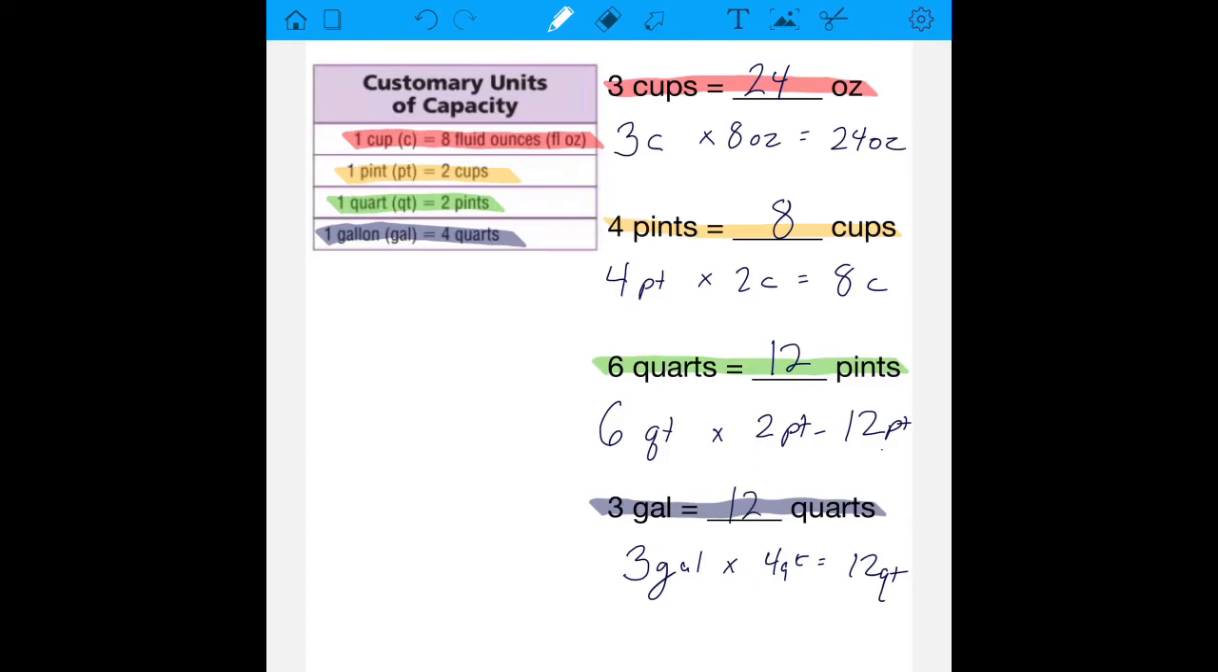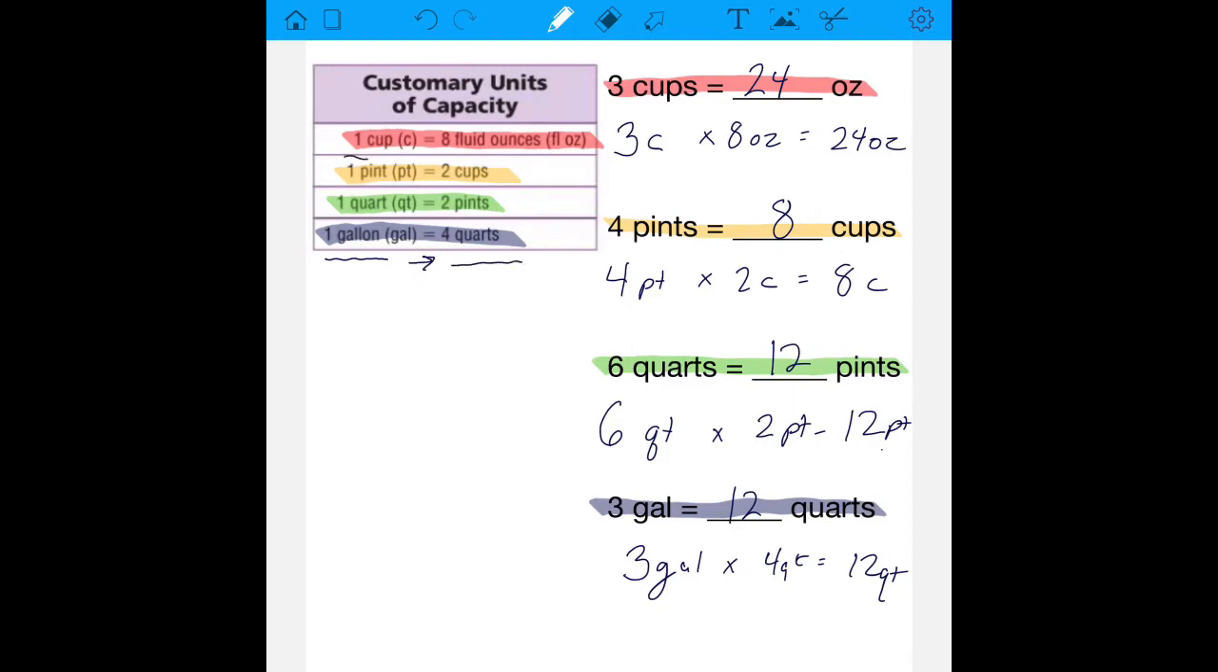Now the way I always remember how many quarts are in a gallon is because there are 4 quarters in a dollar. There are 4 quarts in a gallon. So when I look at this, I have always been moving from the left side of my chart. I was moving it to the right side.